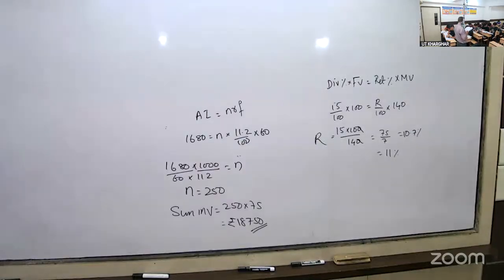Now, for the second company, sum invested 9,600. Nominal value or face value 50. It is a discount now, so for market value, 50 minus 4 by 100 into 50, that is 50 minus 2, 48.